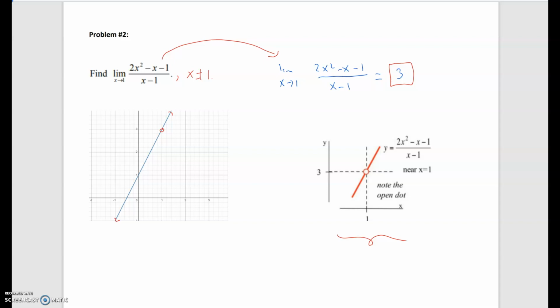The calculator and also the actual software like Desmos is not going to actually display any removable discontinuities or any holes on the graph. That's actually it for problem 2.